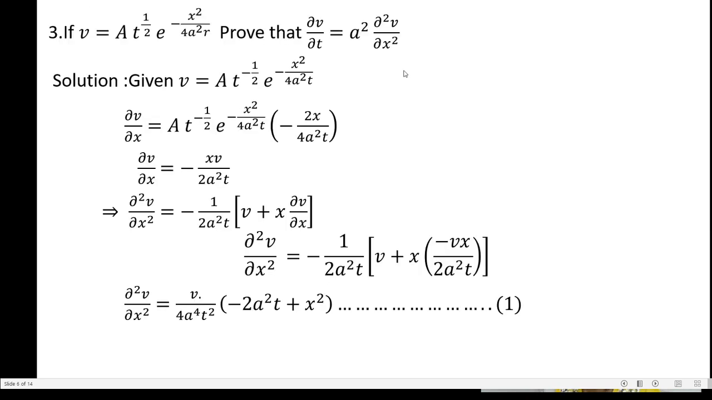is the result. Next, if v is equal to a into t to the power of minus 1 by 2 into e power minus x square divided by 4a square into t, prove that del v by del t is equal to a square into del square v by del x square.